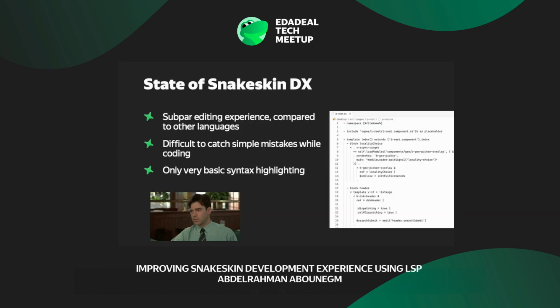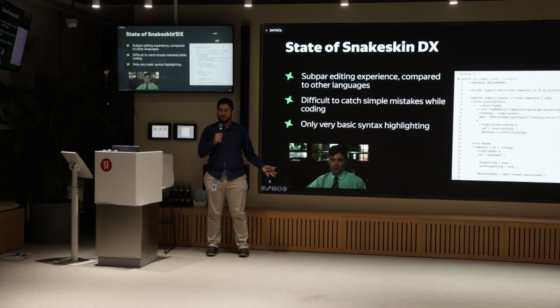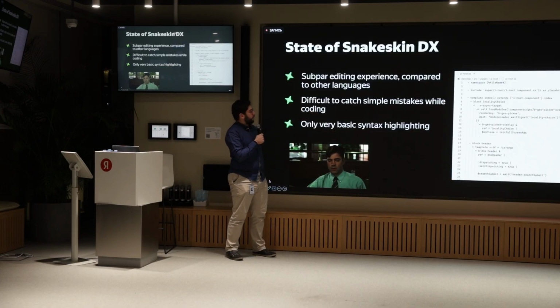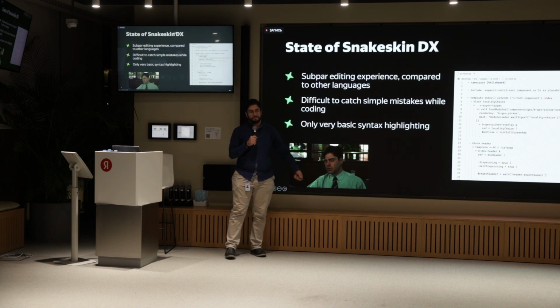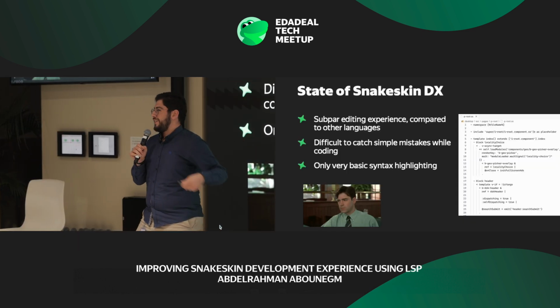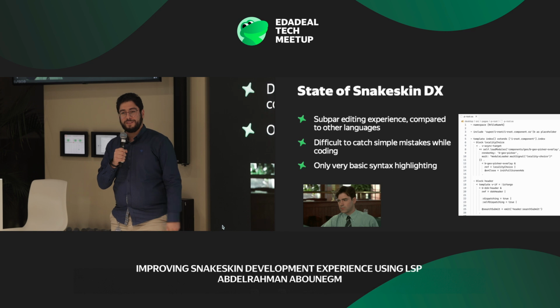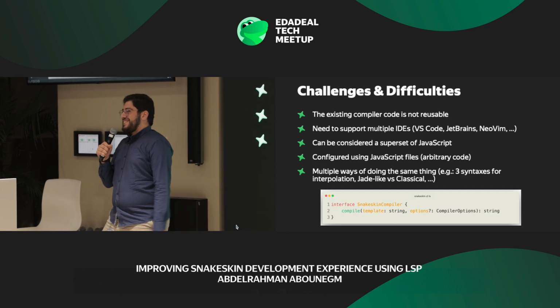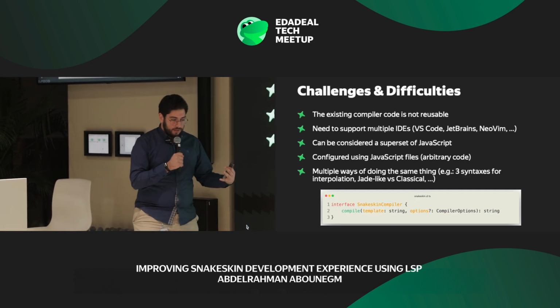So how does the development experience of Snakeskin currently look like? When we compare it to other programming languages that we use in general, like TypeScript, for example, it is a lot worse. It is basically just black and white. Yeah, I use light theme. Which makes it very difficult to catch mistakes, for example, even parsing mistakes or basically any mistakes because there is nothing there. To be fair, there is very basic syntax highlighting, but yeah, I turned it off for dramatic effect. So let's address this difficulty.